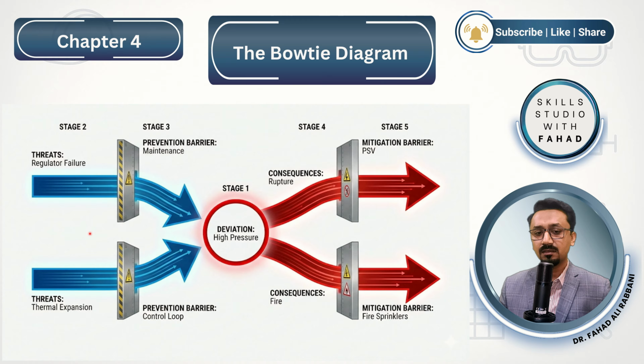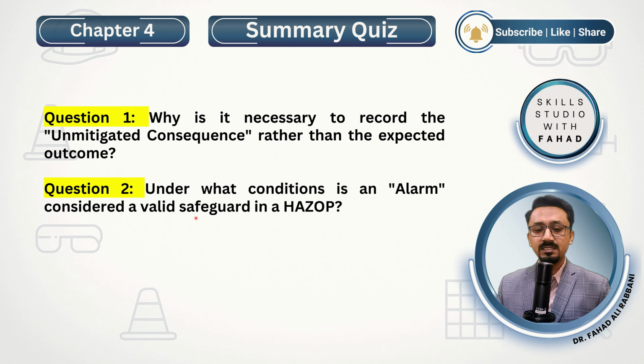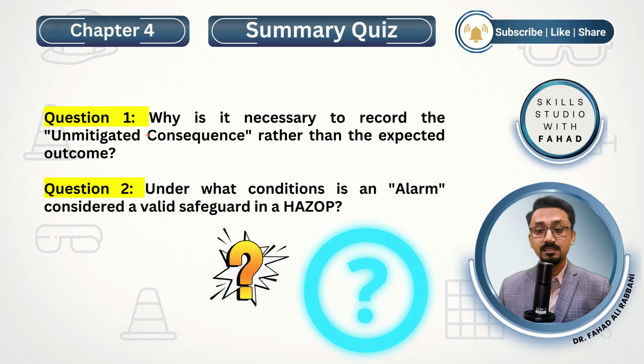Both of these causes can result in some consequences, for example rupture and fire. For rupture, we have a stage 5 mitigation barrier, for example PSV applied, or a mitigation barrier, fire sprinklers have been installed in the fire-catching area. So in this way we can see that a list of HAZOP consequences or sequences can be converted into a Bowtie diagram.